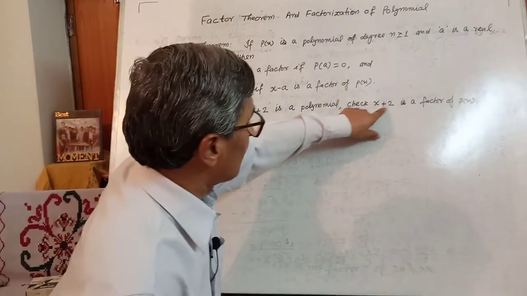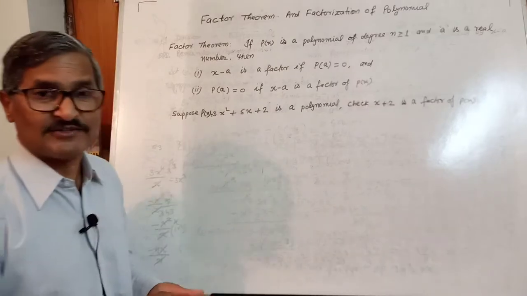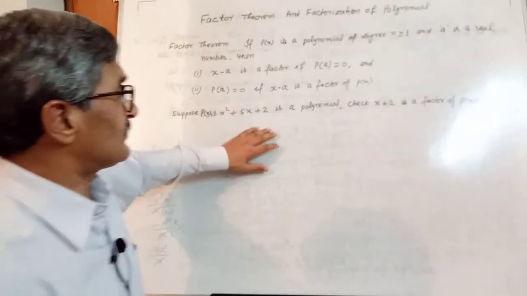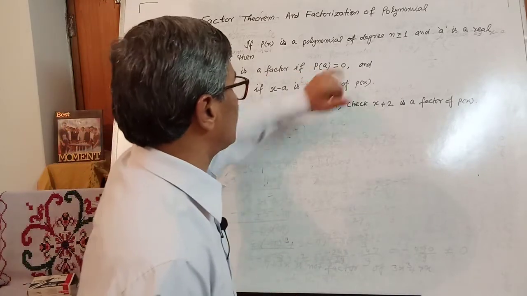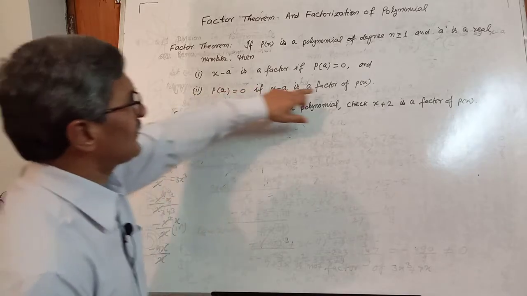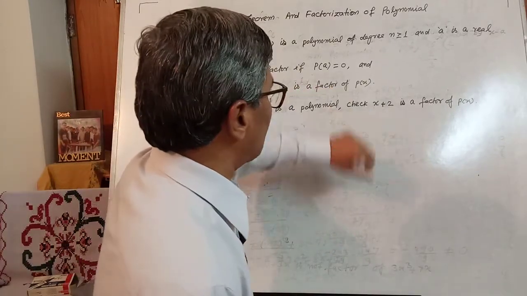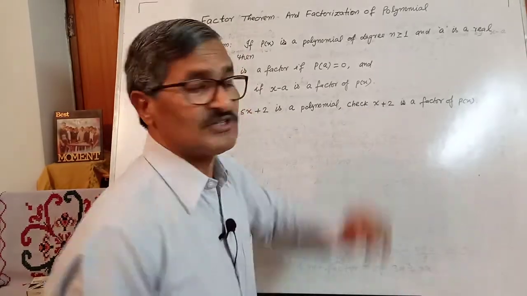Then you have to check whether x plus 2 is a factor of this p(x). That we are going to check. How to check? x minus a is a factor if p(a) is equal to 0, and if p(a) is equal to 0, then x minus a is a factor. Here x plus 2 is the polynomial which you are going to check.